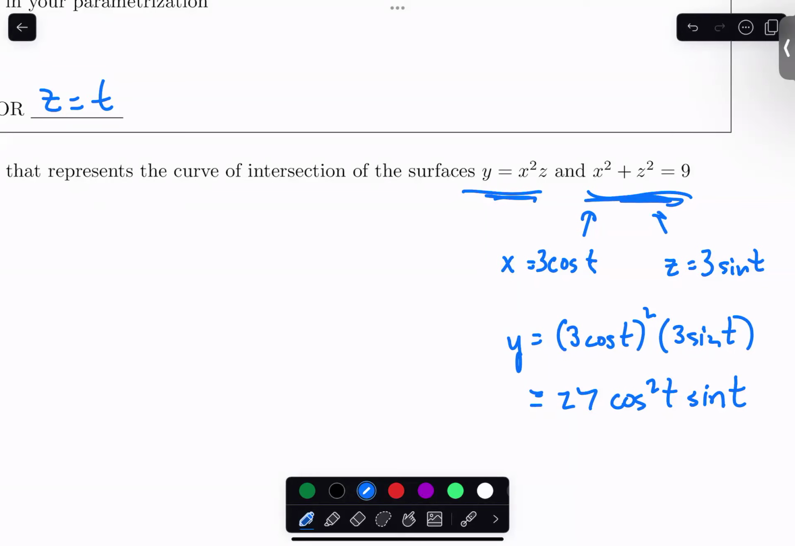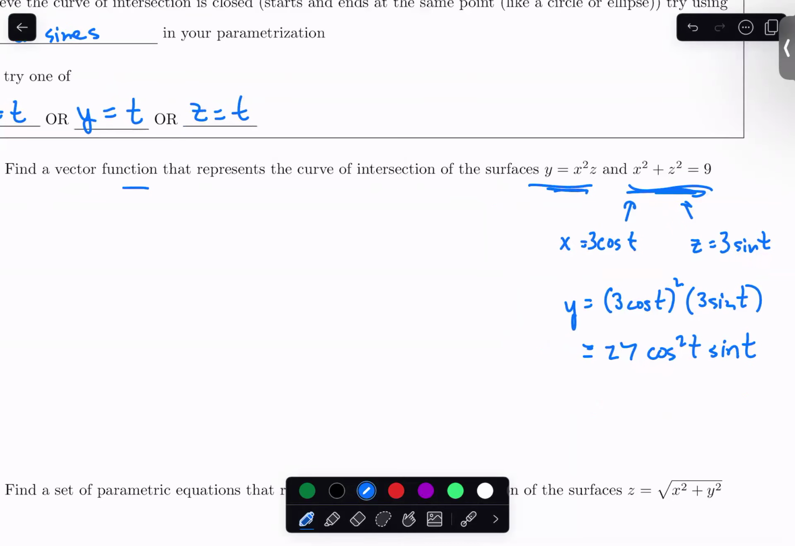So now I have my set of parametric equations. I have x in terms of t, y in terms of t, and z in terms of t. If I want to make this as a vector function, right, it asks for a vector function, then I'll go ahead and put them, maybe r of t equals, and I can do my x stuff. I can do my y stuff. And I can do my z stuff.